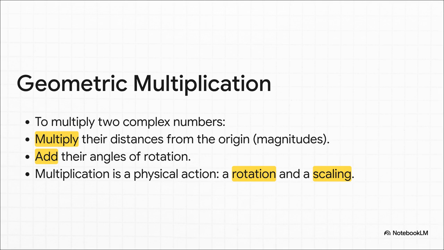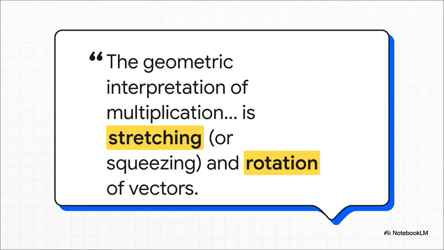And this idea holds true for all complex multiplication. Anytime you multiply two complex numbers, what you're really doing is multiplying their distances from the center and adding their angles of rotation. The algebra, it's not just a bunch of symbols. It's a physical transformation. It's a stretching and a turning in space. This quote just nails it perfectly. The geometric interpretation of multiplication is stretching and rotation. Every time you do the math, you're performing those physical actions.